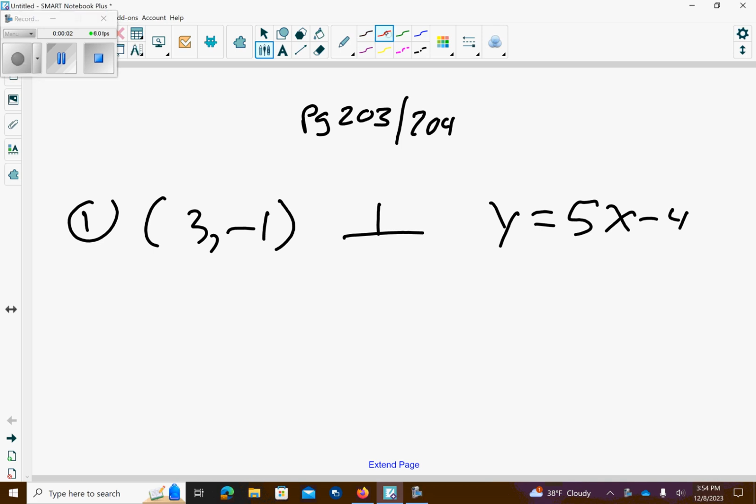Hi, Algebra 1. So this is on page 203, 204. These first couple of problems we need to be able to do by hand, not using Desmos.